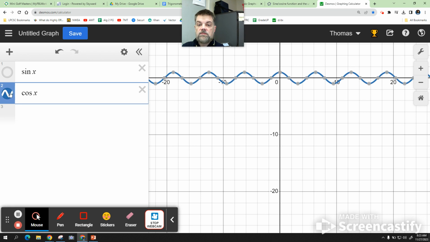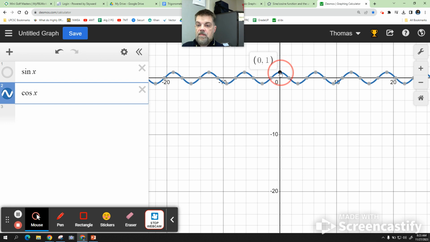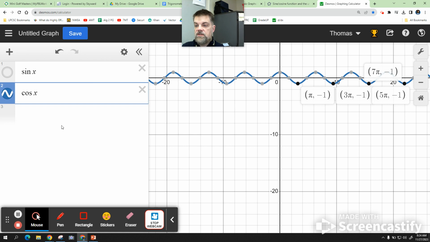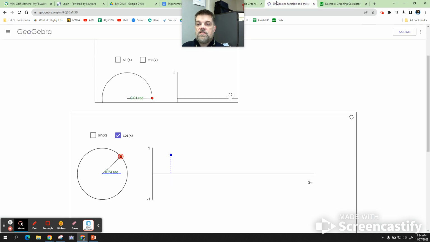Also, same thing with the x-intercepts. Now it's just an odd multiple of pi over 2 for your x-intercepts. Same thing with the maximum values occurring at those numbers. And then for the minimum values, those occur at these numbers. That's what all this information, all the integer multiple things down here, means. Does that make sense? And so that's what those are.